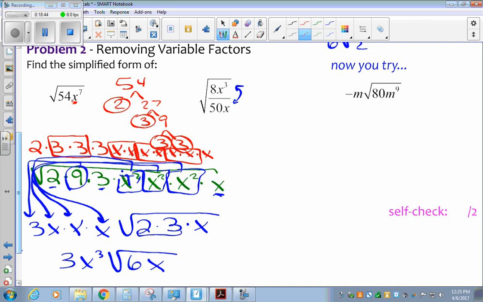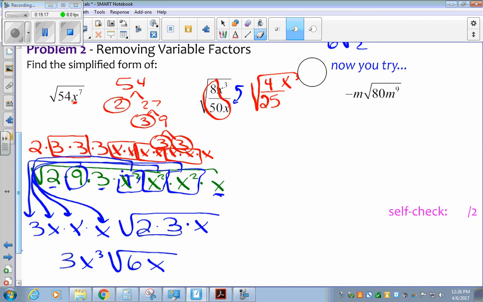True or false? 8 over 50 simplifies. Are they both even? Yeah, so I'm going to reduce that. The 3 x's on the top and 1 x on the bottom is x to the 3 minus 1. What is 3 minus 1? 3 minus 1 is 2. So it's x squared. Good job.